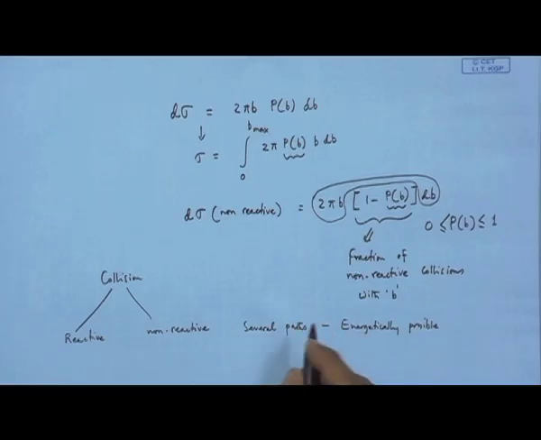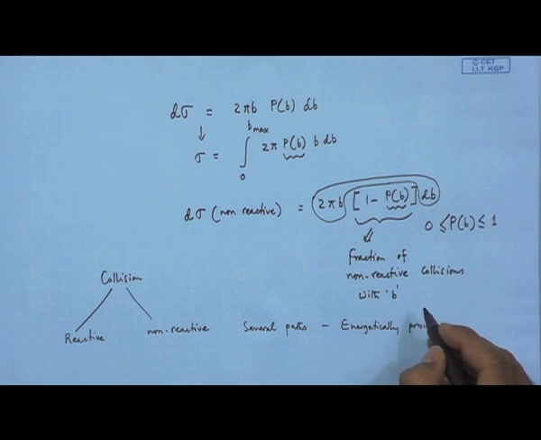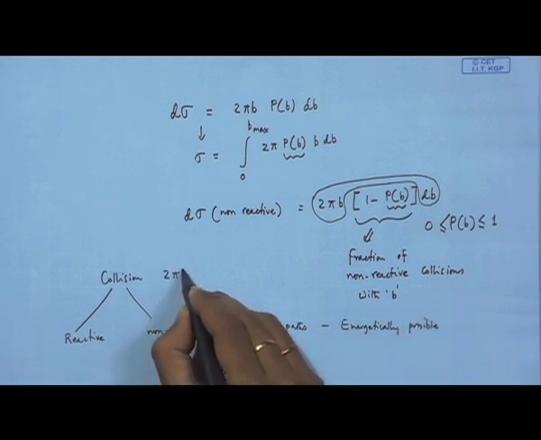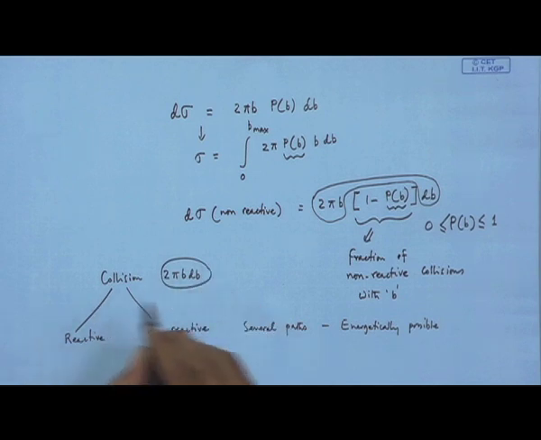The cross section of another energetically possible path can increase at the expense of the decrease of another, or at the expense of the non-reactive cross section. That is, the non-reactive cross section will be reduced and converted to a reactive cross section. But it will never be more than 2 pi b db when the impact parameter is b. So, that is the limit.